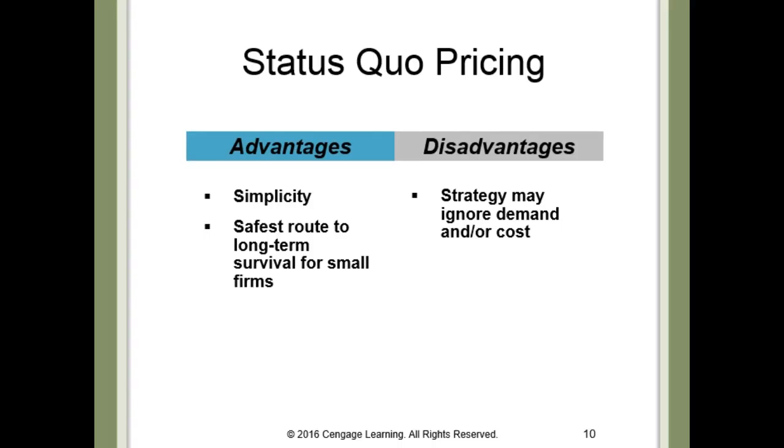Status quo pricing. This is simply referring to meeting the competition's prices by charging an identical price, or at least a price that's very close to the competition's prices. It's a very simple method of pricing, but this strategy oftentimes ignores demand. It could ignore your costs as well, which are things that are really important to at least consider when coming up with your pricing strategy.